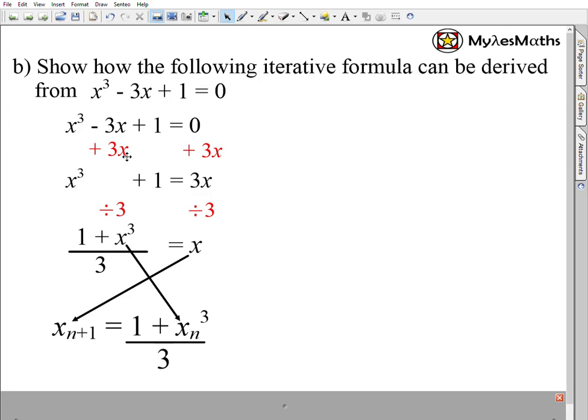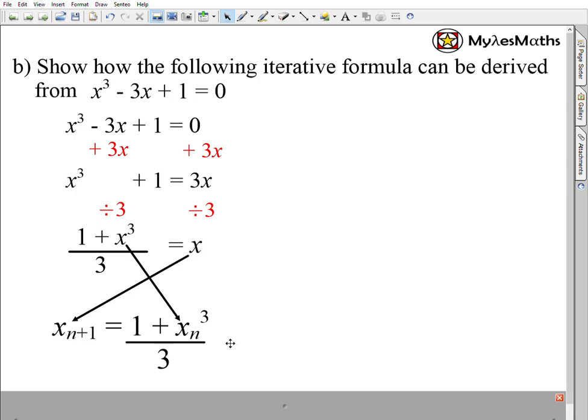Obviously the 3x just disappears out of here, these two cancelling out. I'm then just going to divide by 3 so that I'm dividing this 3x by 3 to get x. And this gives me 1 plus x cubed over 3 equals x. So to turn that into an iterative formula, you'll notice here I've just reversed this. I've put left to right and right to left. However, my xn becomes part of the formula, and the xn plus 1 becomes the subject of the formula. That's the same every time you do this.